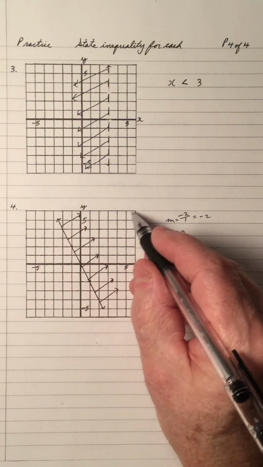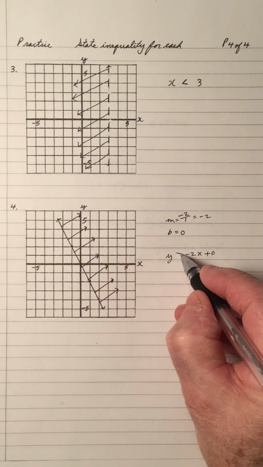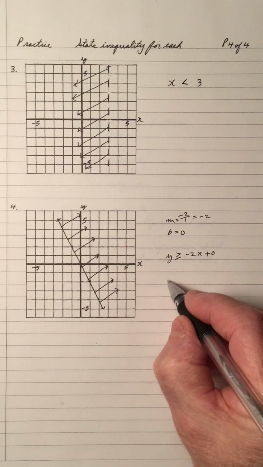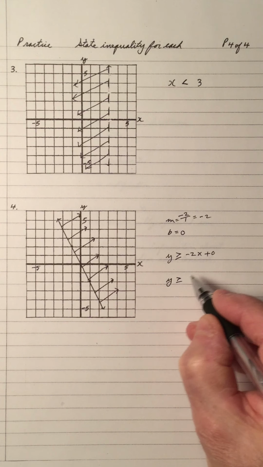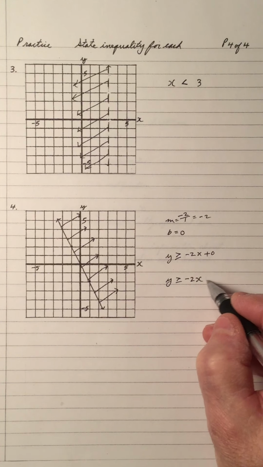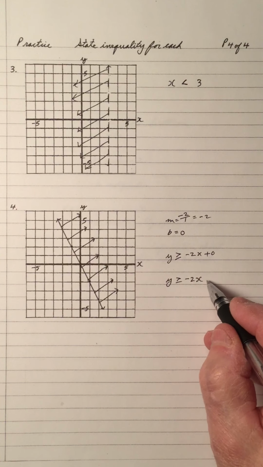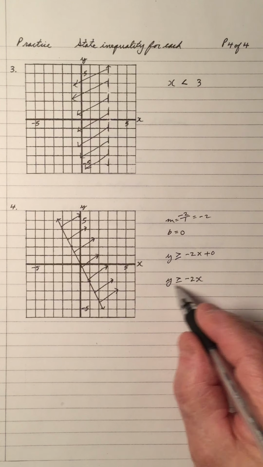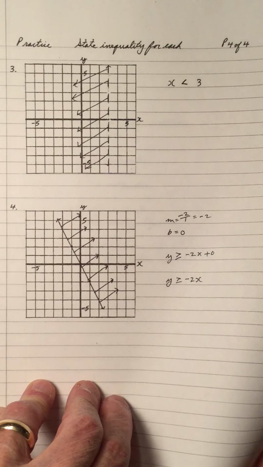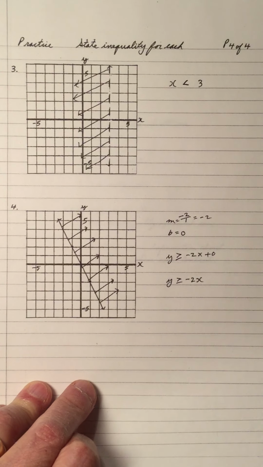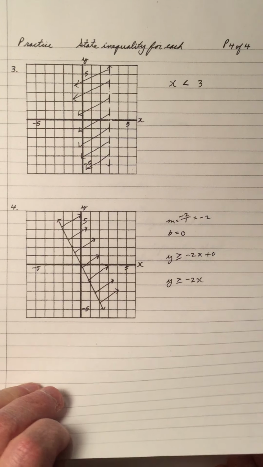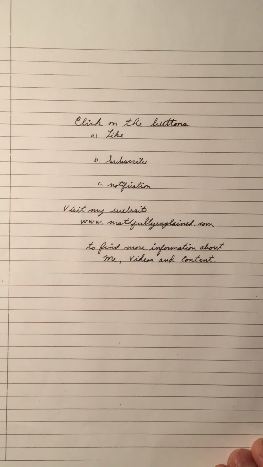And it's above the line, so it's greater, and it's a solid boundary, so it's an equal sign. So the inequality represented is y is greater than or equal to negative 2x, and the 0 is understood. Normally you won't see the 0 written in when you write down the inequality. So that's finding the inequality, the linear inequality, from a graph.